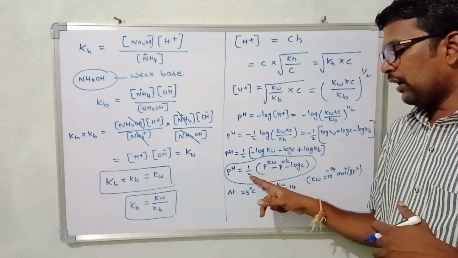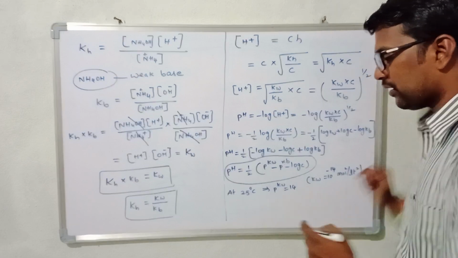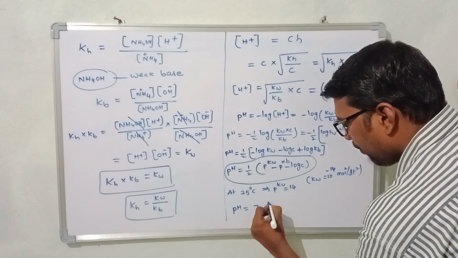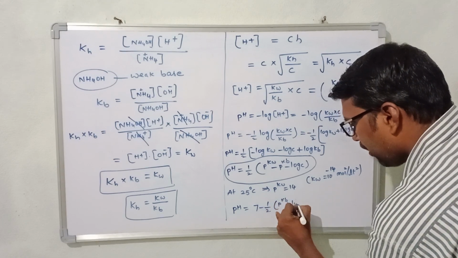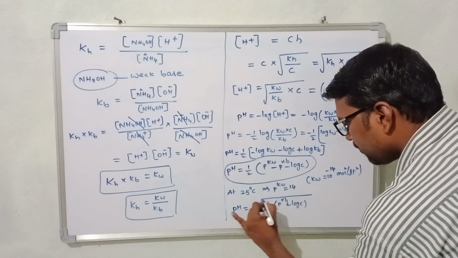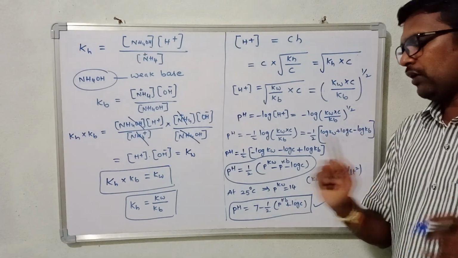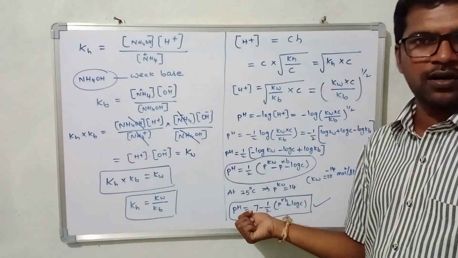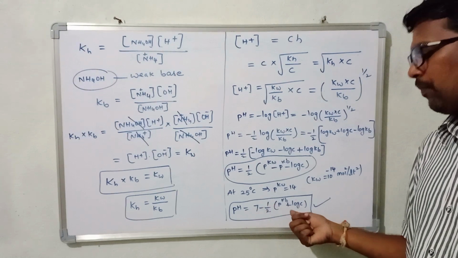So when you take this one half, 14 by 2 is nothing but 7, and here both minus signs are present, so we can take them common. So we can write it like this: 7 minus 1 by 2, with pKb plus log C. It is the formula for finding pH at 25 degrees temperature or at room temperature. When we want to find the pH of a salt of strong acid and weak base, we use this formula: 7 minus 1 by 2 of pKb plus log C.